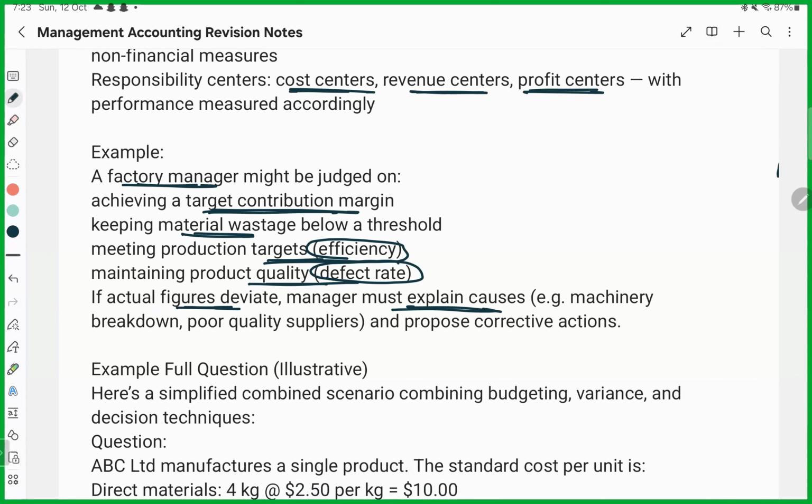Like what was the reason for the defect? Is it because the machinery has broken down, or is it because of the poor quality of the suppliers? And basis the correct explanation that the factory manager provides to me, I can take the corrective actions for the future so that in future the defect can be eliminated.